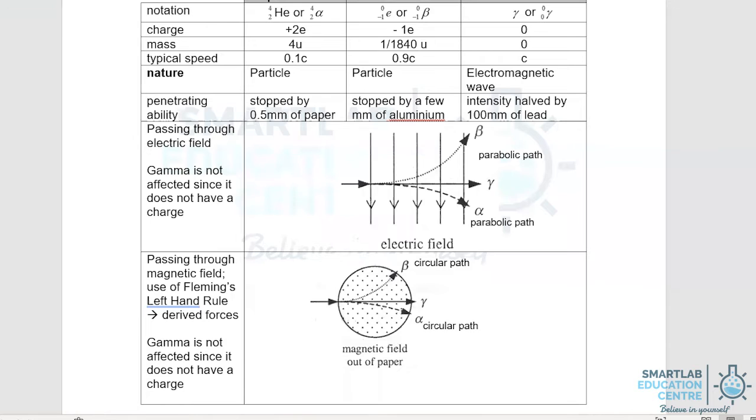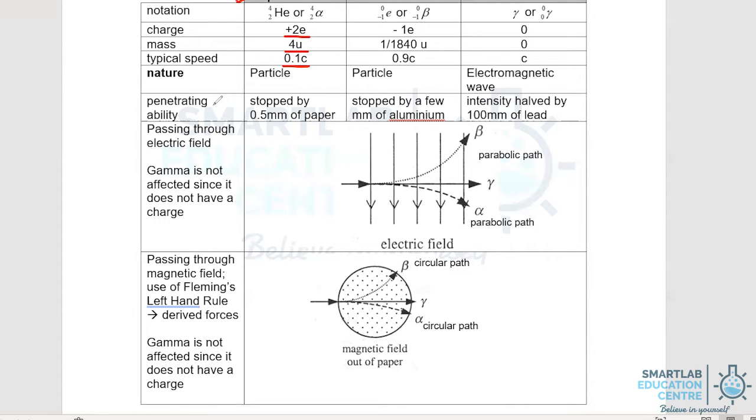The first type involves the emission of an alpha particle. The alpha particle comprises a helium nucleus, and in the nucleus, you will have 2 protons and 2 neutrons. Therefore, it has a charge of plus 2e, where e is equal to 1.6 times 10 to the power minus 19 coulomb, and the mass of an alpha particle is 4u, where u is the unified atomic mass constant. And the typical speed of the alpha particle is in the region of 10% of the speed of light.